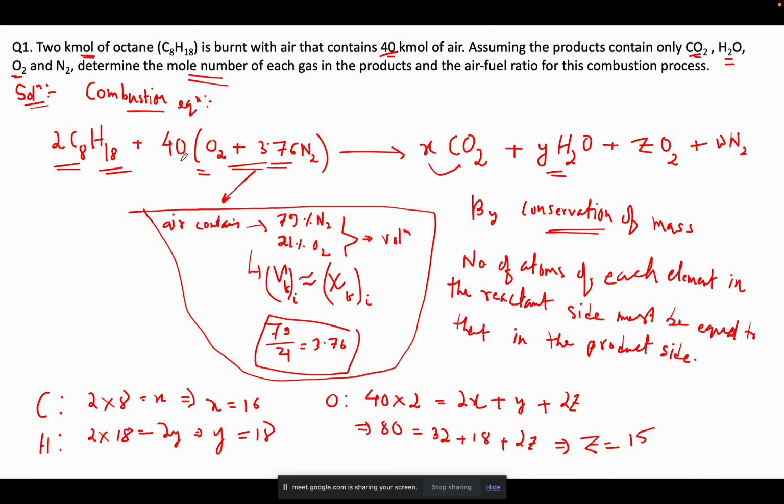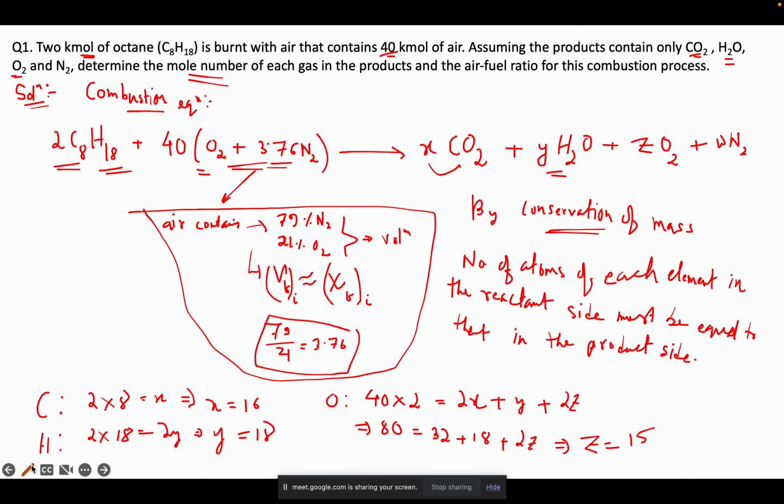So now we will do balance for nitrogen. Here the nitrogen present is only 40 into 3.76 into 2. Okay, and this will be equal to w into 2.